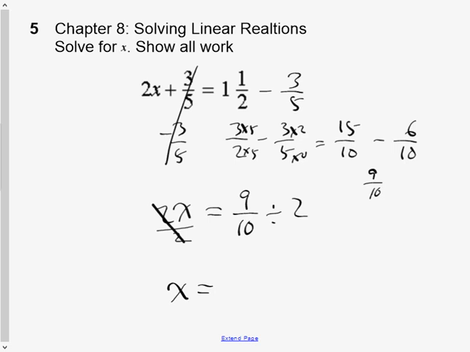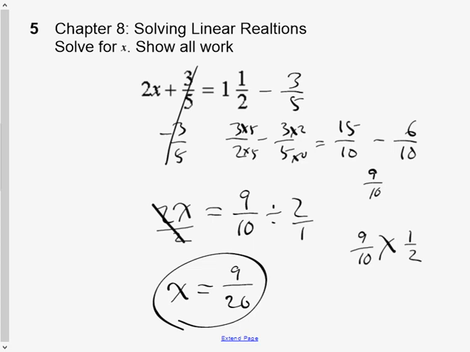And when I divide a fraction by a whole number, we learned that you can create the equivalent or the same answer by multiplying by the reciprocal. So instead of doing 9/10 divided by 2, and remember 2 is really 2 over 1, I can keep the first fraction, change the operation to multiplication, and use the reciprocal of 2, which will be a half. And when I multiply that out, 9 times 1 is 9, 10 times 2 is 20. That is lowest terms, so your answer is 9/20.